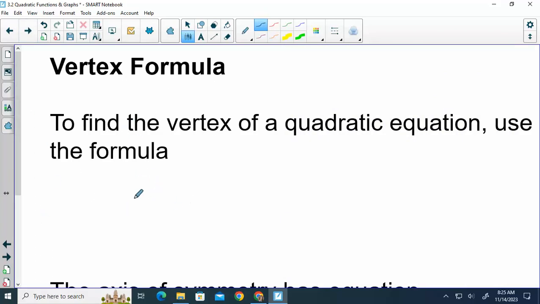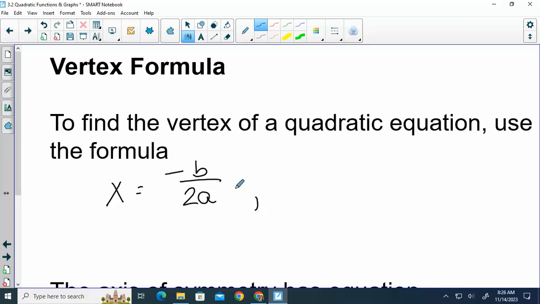But if it's in standard form like that first one, we need a better option instead of just picking up points. So there is a formula for finding the vertex. x equals the opposite of b over 2a. That gives you the x value. If you are looking at the Math Excel, it might give you a formula for finding y, but I find it unnecessary to memorize a second formula.